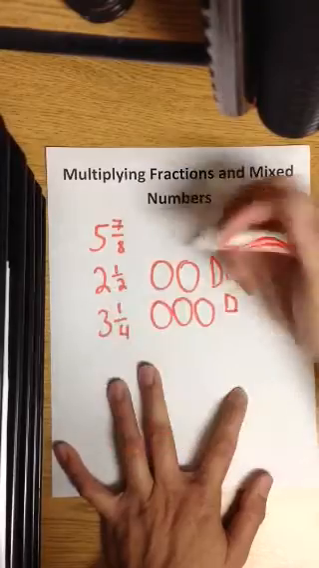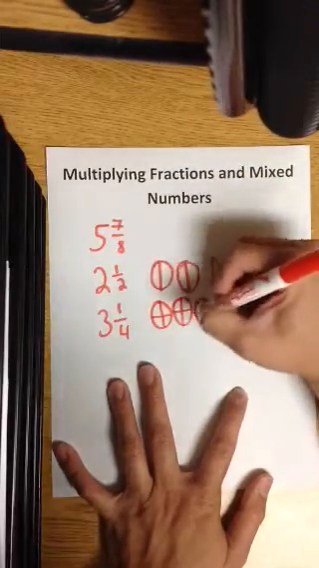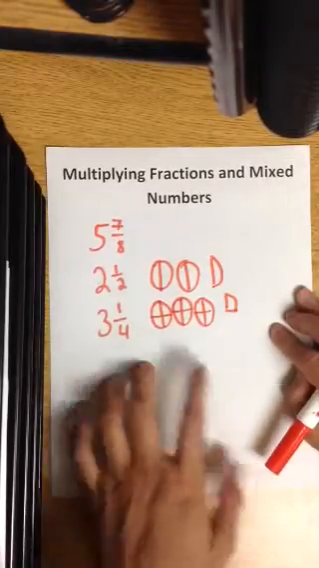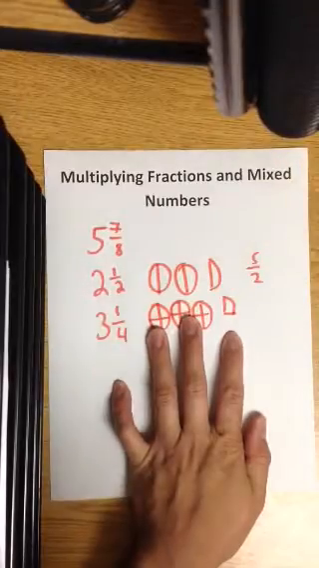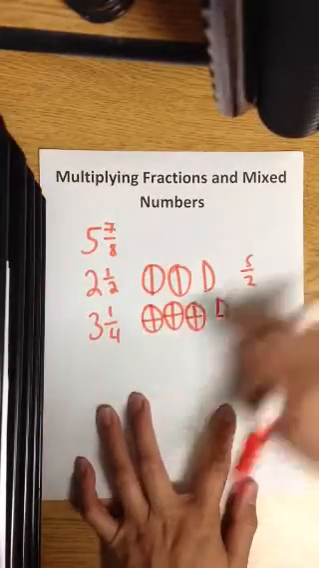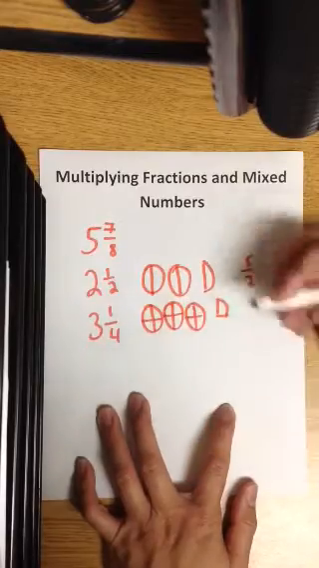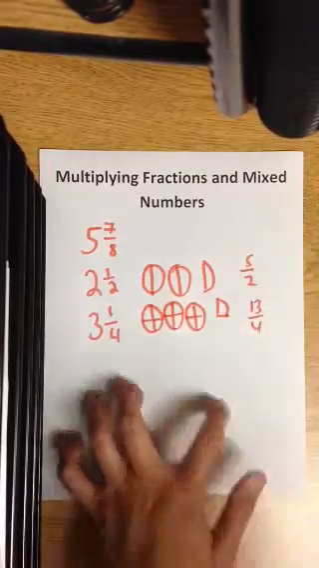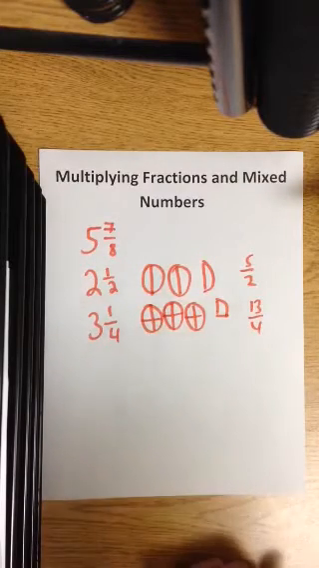If you cut each one of these into halves, and each one in this fourth right here, how many slices will you have? 1, 2, 3, 4, 5 halves. You have 5 slices that are halves. And here you have 1, 2, 3, 4, 5, 6, 7, 8, 9, 10, 11, 12, 13 fourths. 13 pieces that are in fourths. There's got to be a faster way of doing this.